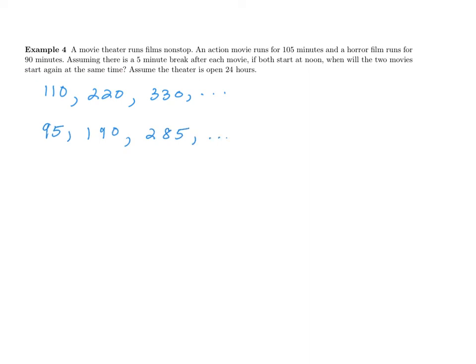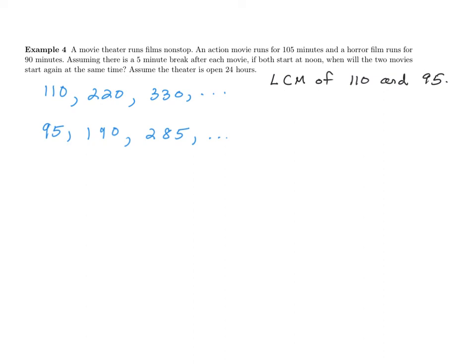When the 2 movies start again at the same time is when you get the same number on both of the lists for the first time. And that is exactly what we defined the least common multiple to be. So to solve this problem, what we're looking to do is find the least common multiple of, in this case, 110 and 95. These are larger numbers, so what I'm going to do is use prime factorizations to figure out what this least common multiple actually is.